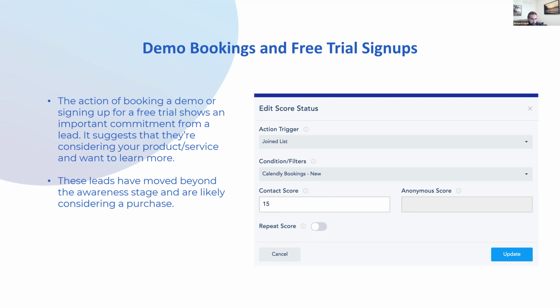Obviously, this is self-explanatory. Why? Because they move beyond the awareness phase and are more likely to make a decision, or they're in the final stages of evaluation.